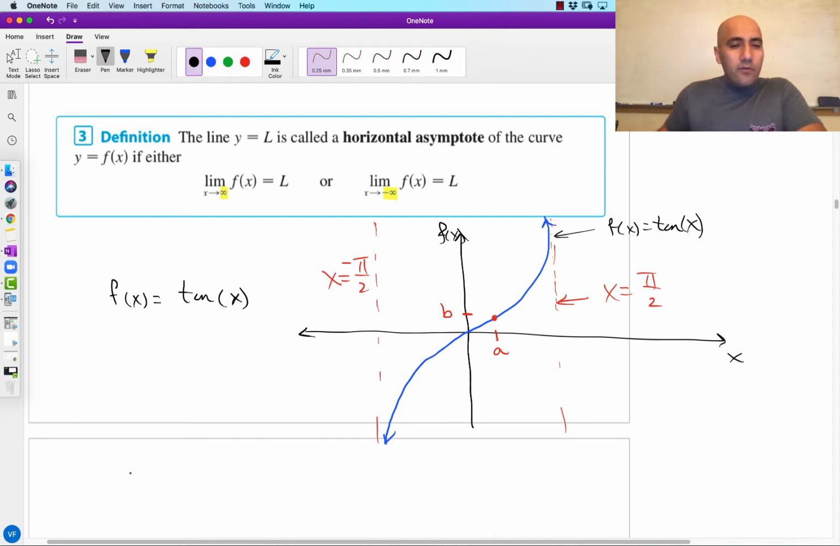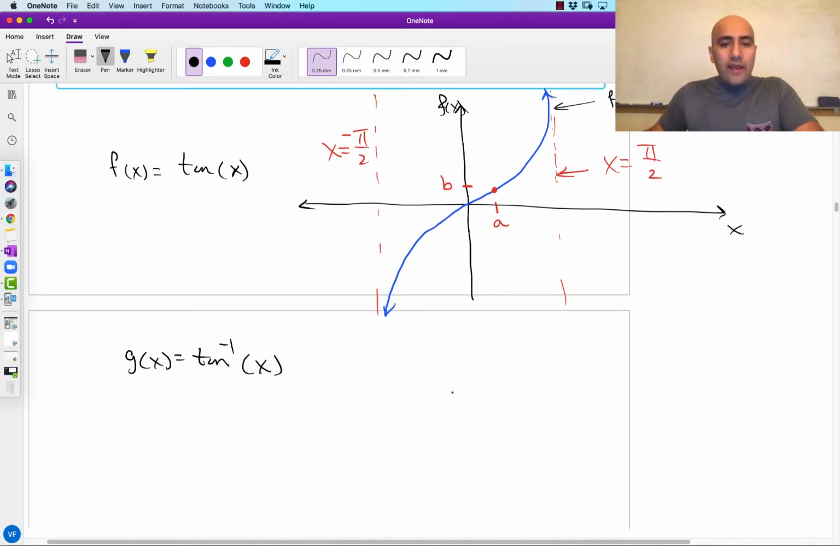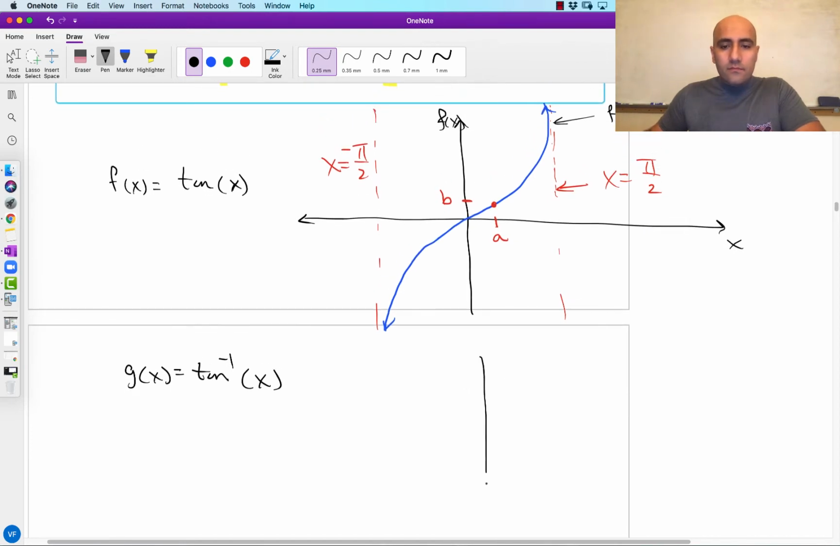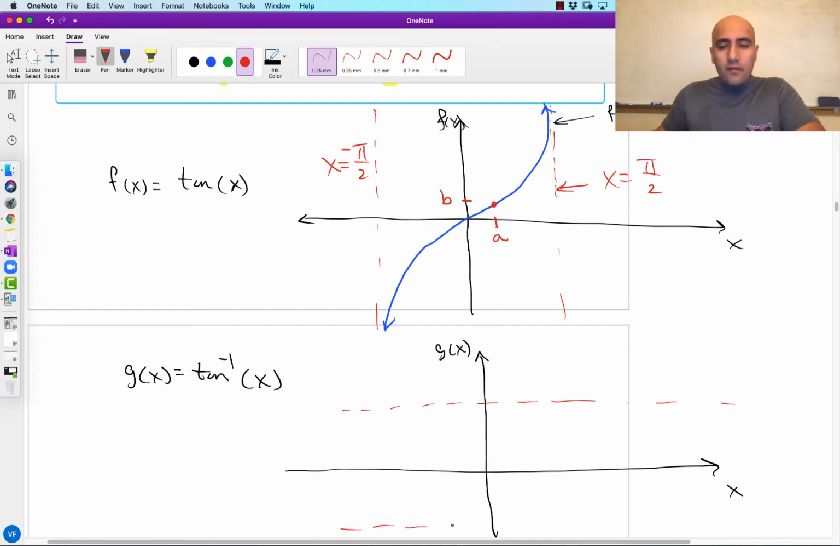So if we want to graph some new function g of x, which is equal to tangent inverse of x, like that, then its graph is going to look like this. It's going to have horizontal asymptotes there and there, and our graph is going to come like this and go through there and go through there. That. So this will be our function g of x, which is equal to the tangent inverse.